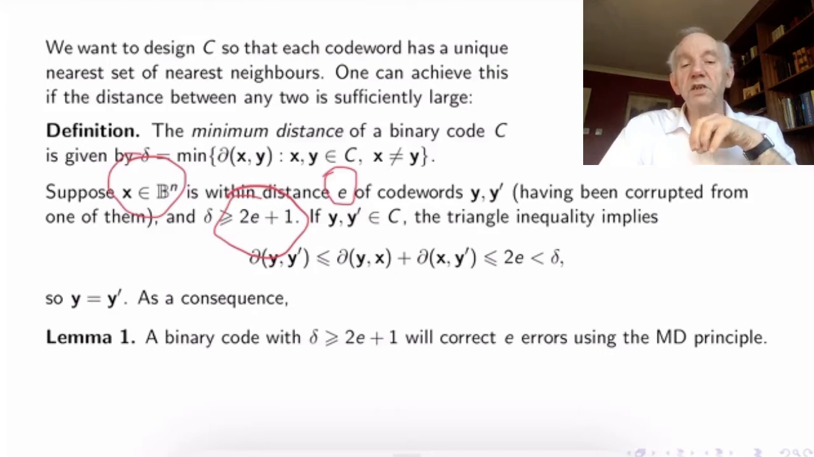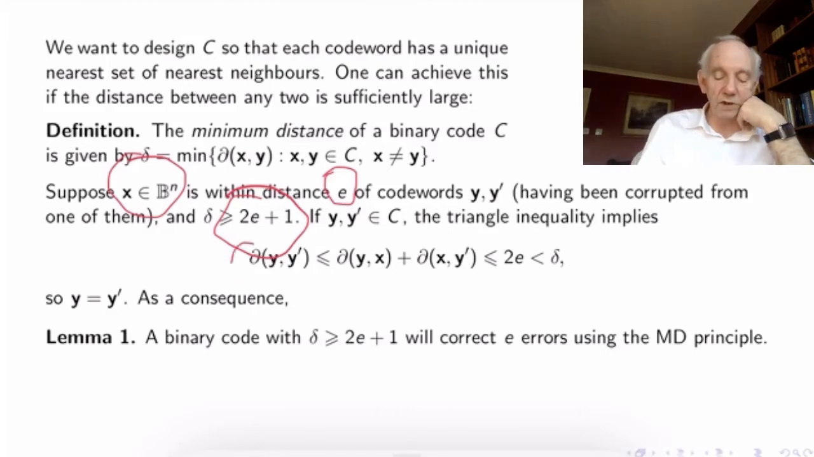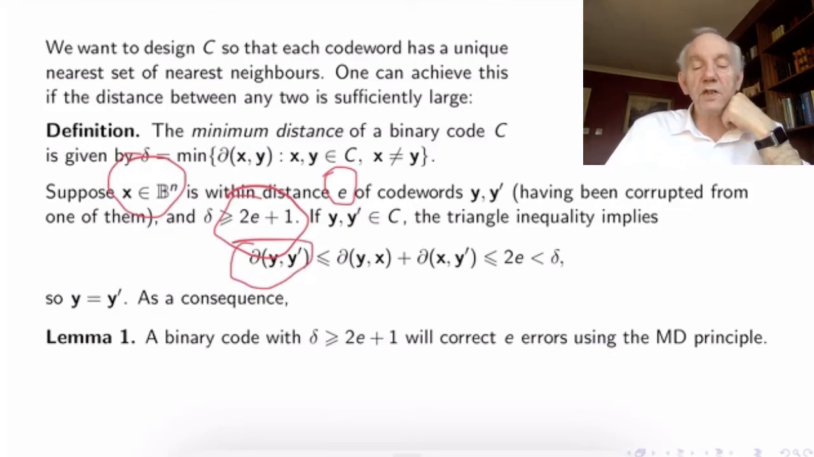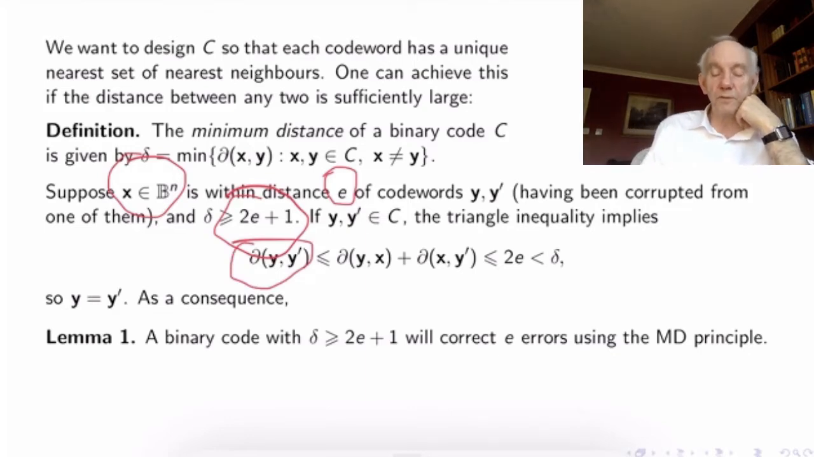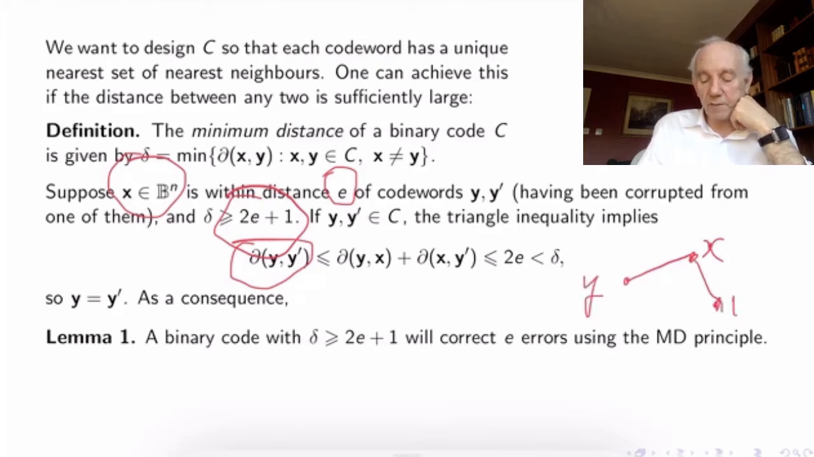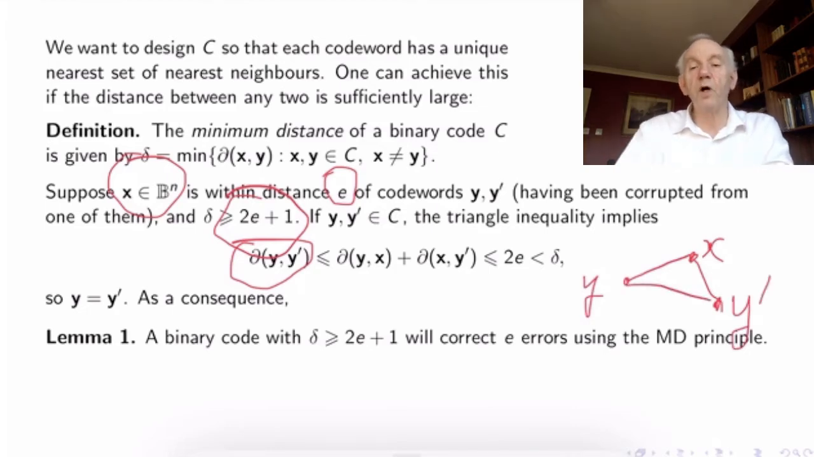So if we look at the distance between our 2 code words, the Hamming distance between them, that's going to be less than or equal to... we can think of having the x here, and we have our 2 code words, which are within a distance e of it. We have y and y primed. And so by the triangle inequality, we can say the distance from y to y primed is less than or equal to the sum of the other 2 sides of the triangle.